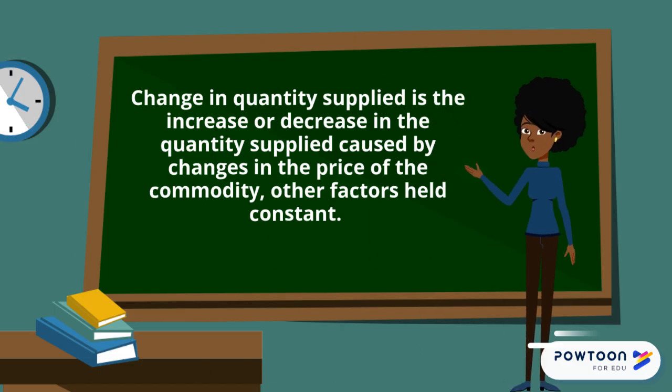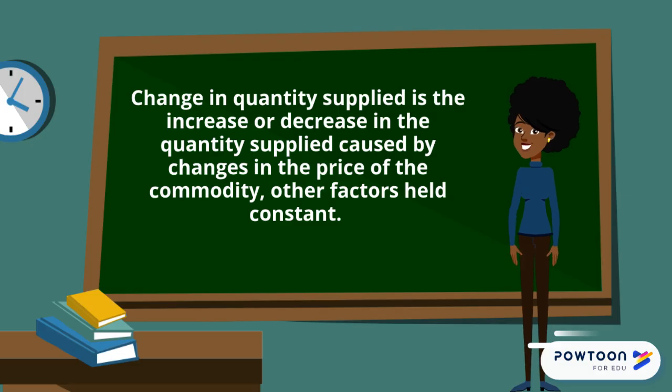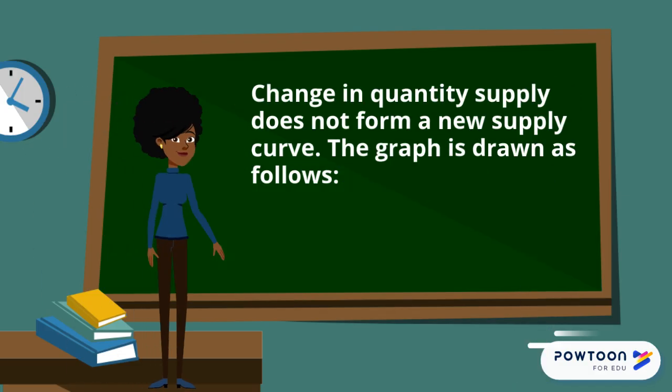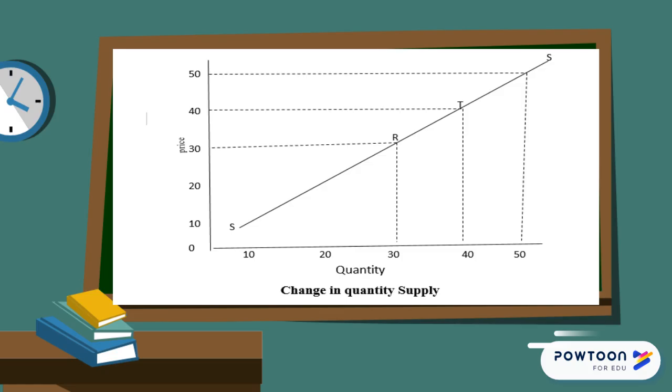Alright, change in quantity supplied is the increase or decrease in the quantity supplied caused by changes in the price of the commodity, other factors held constant. Change in quantity supplied does not form a new supply curve. The graph is drawn as follows. This is the graph of change in quantity supplied.